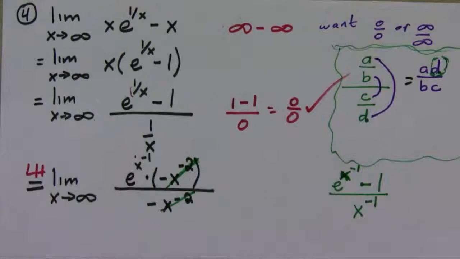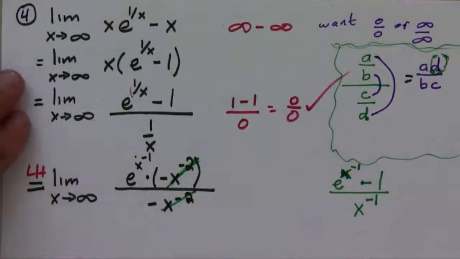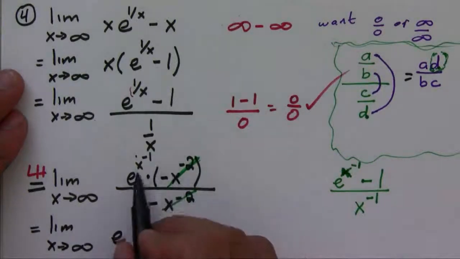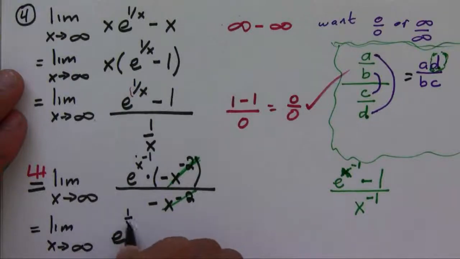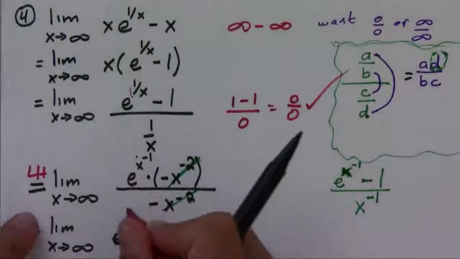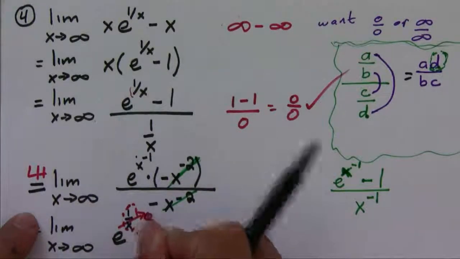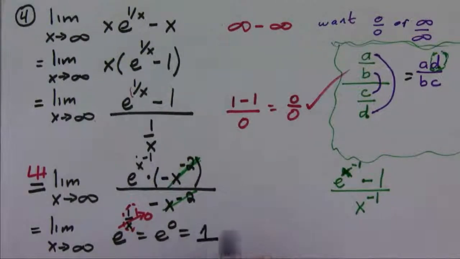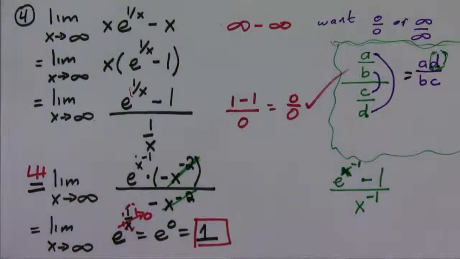And what I end up getting is that this is equal to the limit as x goes to infinity of e to the, instead of x to the negative 1, I'm going to write it as 1 over x. And so this is equal to, well, this guy's going to 0, so this is e to the 0, which is positive 1. And that's it. We're done.